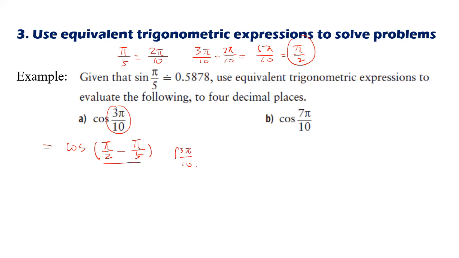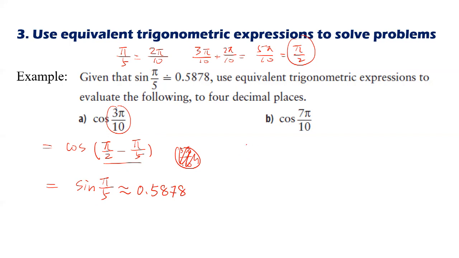The difference between these two numbers is exactly 3/10 of pi, right? Okay, so according to the cofunction identity, cosine 1/2 of pi minus alpha equals sine alpha, which is sine pi over 5. And then this is actually approximately 0.5878, right?